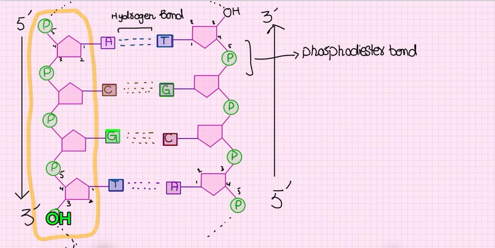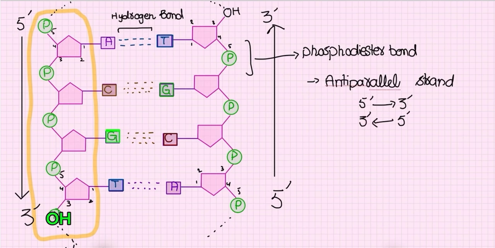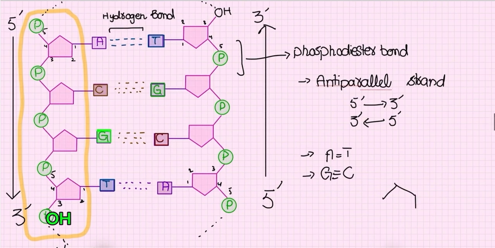What is a phosphodiester bond? This bond forms between the two nucleotides at carbon number 5. So that's why both of the DNA strands are anti-parallel to each other, 5 prime to 3 prime. Then we know that adenine makes 2 hydrogen bonds with the thymine, and guanine makes 3 hydrogen bonds with the cytosine.